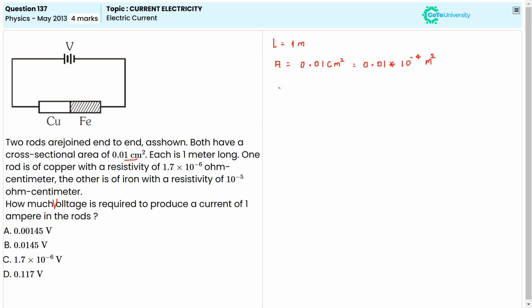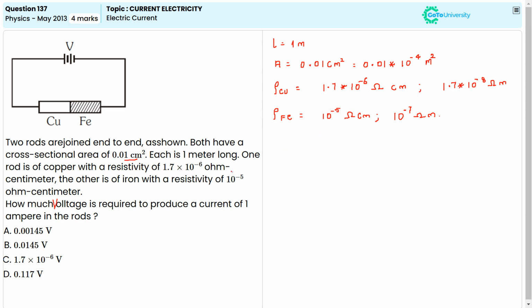And the resistivity given here, that is rho copper, the value is 1.7 times 10 to the power of minus 6 ohm centimeter. If I convert this in terms of meter, then this becomes 1.7 times 10 to the power of minus 8 ohm meter. Similarly, the resistivity of the iron, Fe, is given as 10 to the power of minus 5 ohm centimeter. If I convert this in terms of meter, that is 10 to the power of minus 7 ohm meter.